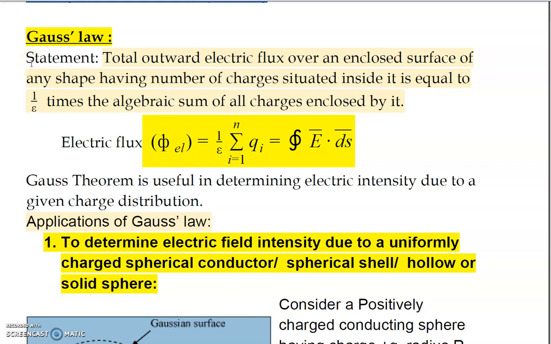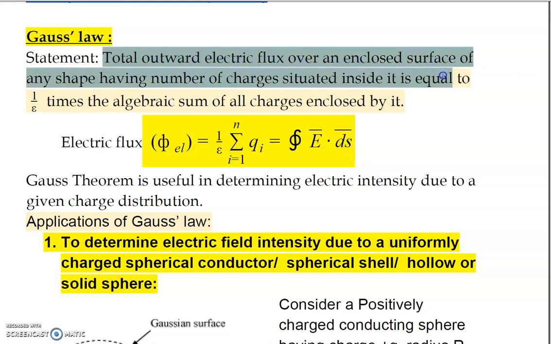Gauss theorem or Gauss law in electrostatics tells you that the total outward electric flux over an enclosed surface of any shape having a large number of charges situated inside it is equal to 1 upon epsilon times the algebraic sum of all charges enclosed by it, which actually tells us that if you have a closed surface of any shape, I do not mean a conducting surface here, an imaginary surface, it could even be a real surface.